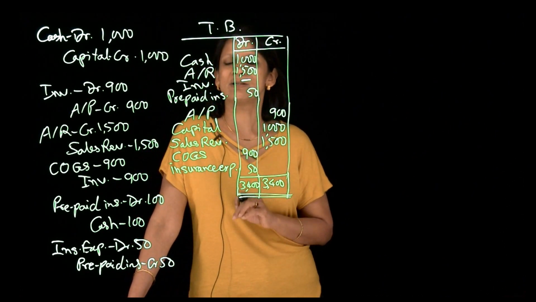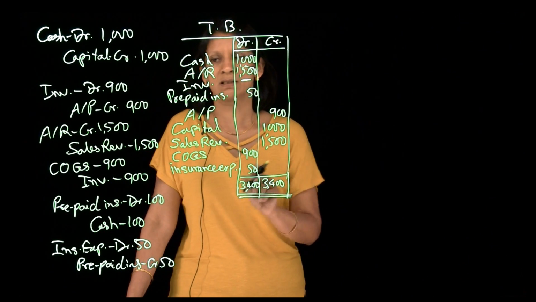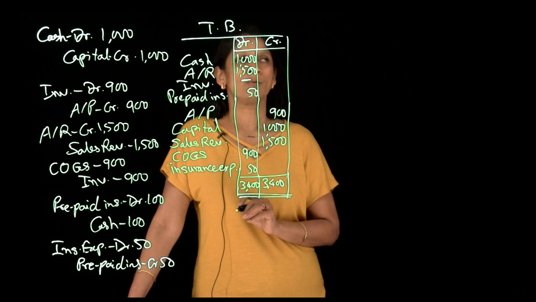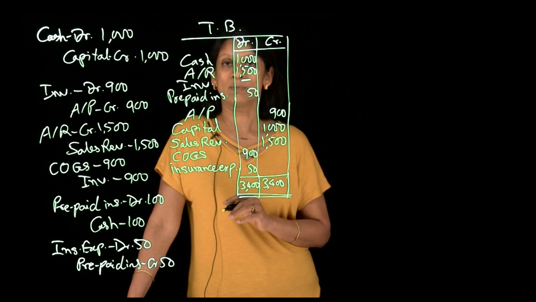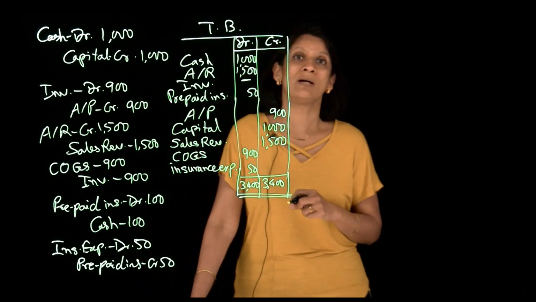In the sense, always remember that there can be compensating mistakes even though the trial balance is matching. So let's move on. What are our financial statements? What use do we make of this trial balance?